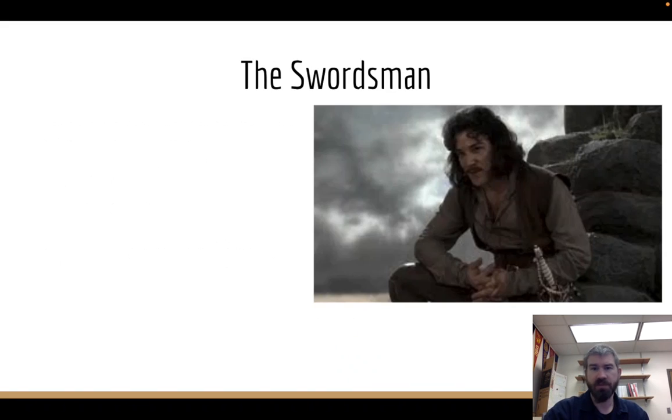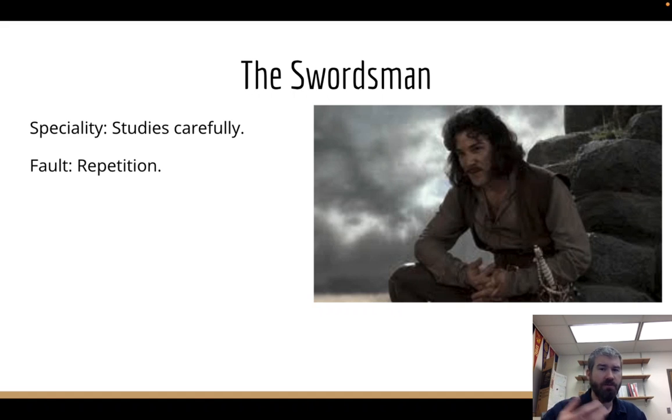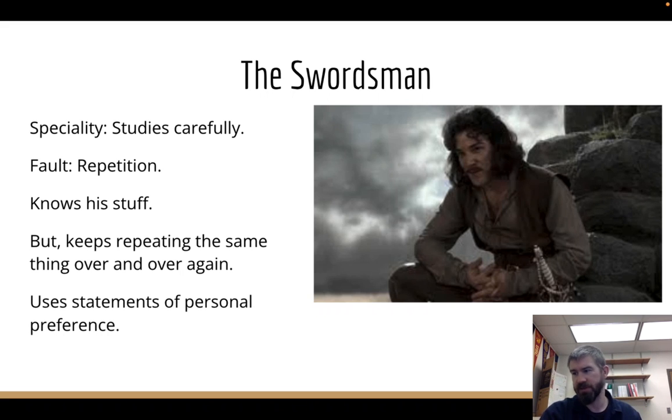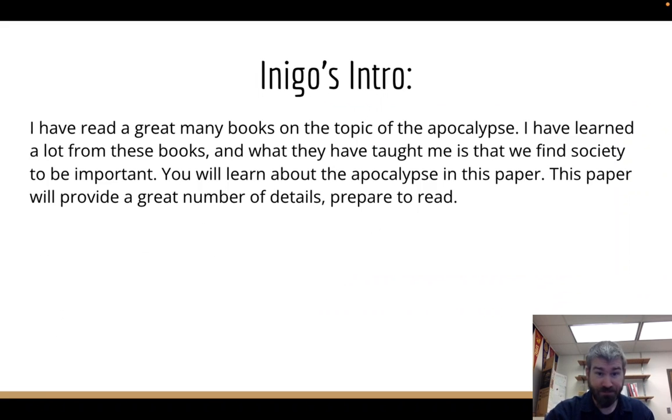Okay, the next one is the Swordsman. This is another person who does study carefully, but they fall into repetition. They know their stuff, but they're repeating it over and over again, and they might use some statements of personal preference. So here's Inigo's introduction.